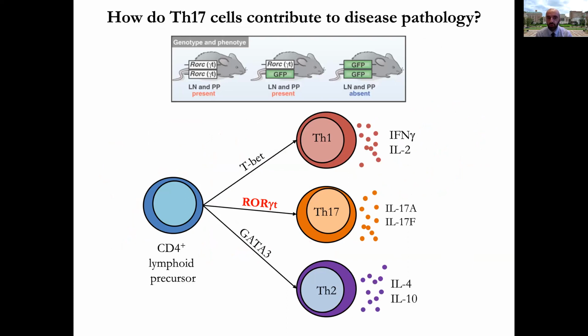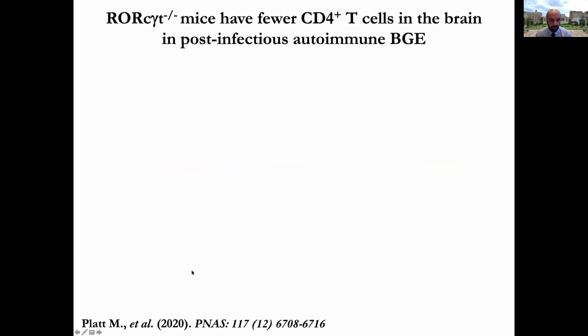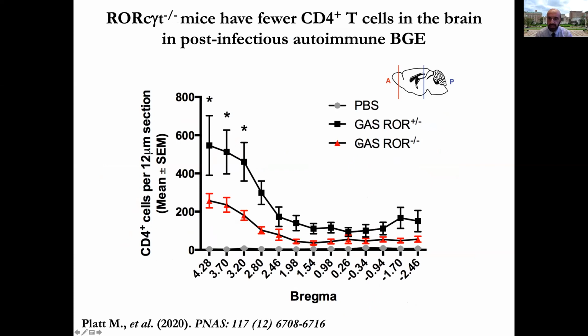And so to do that, we used a genetic mutation in mice that eliminates the function of a key protein. This is a transcription factor that is essential for generation of Th17 lymphocytes. And so in these mice, these cells are generated at low or no numbers. A former graduate student in the lab, Marianne Platt, found that after repeated group A strep infections, whereas in the wild type mice there is a large infiltration of immune cells, in mice deficient for Th17 lymphocytes, the number of these T cells is reduced.